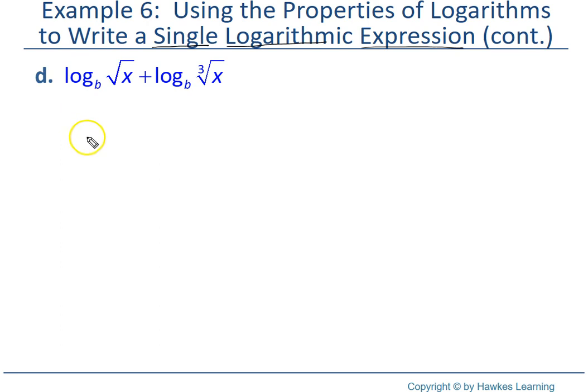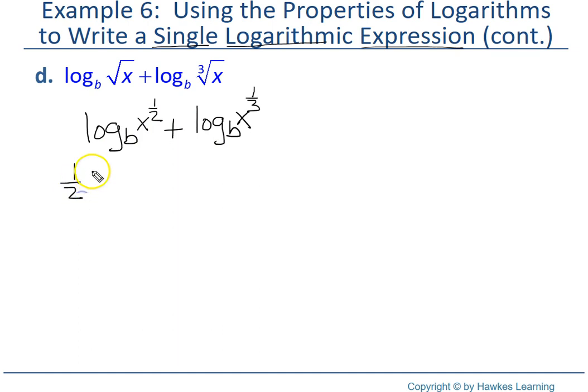This is example D. So we're going to start as log base B, converting this radical to its fractional exponent, plus log base B of x to the 1/3, and now we're going to move the exponent. 1/2 log base B of x plus 1/3 log base B of x.